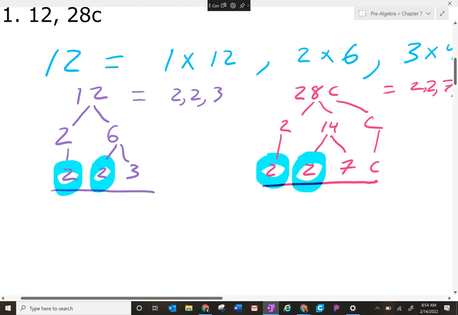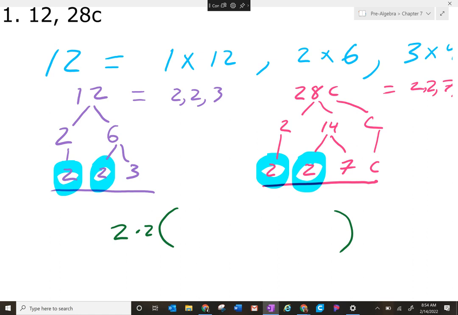So again, I'm going to go an extra step that you won't normally have to go, but I want to show you what I'm doing. So I've got 2 times 2. They both have that in common. If they both have it in common, it's going to stay on the outside of these parentheses.